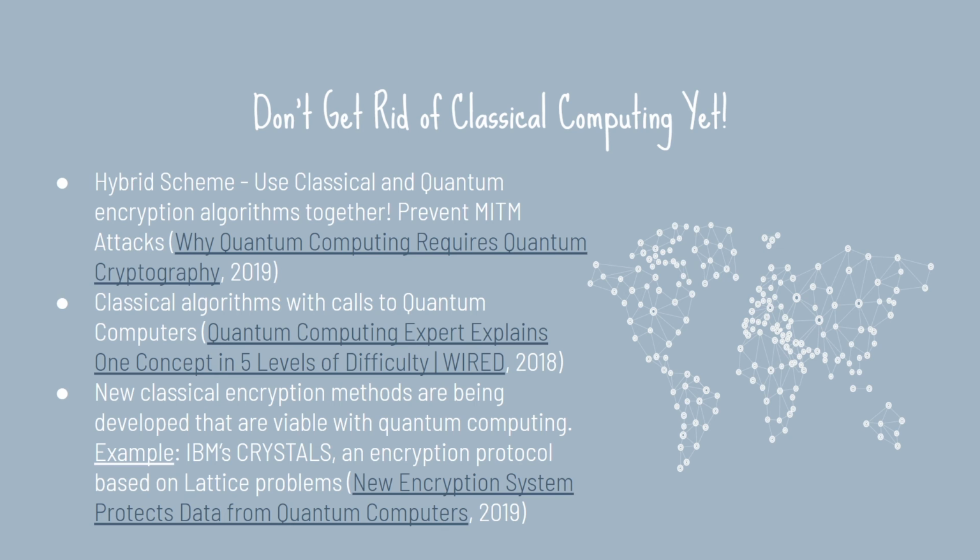Don't get rid of classical computers yet. As quantum computers become more prevalent in our lives, where do classical computers fit? As previously mentioned, we can use a hybrid scheme, a combination of quantum and classical encryption methods. We still need classical algorithms to prevent hackers from impersonating receivers in a network using the BB84 protocol.